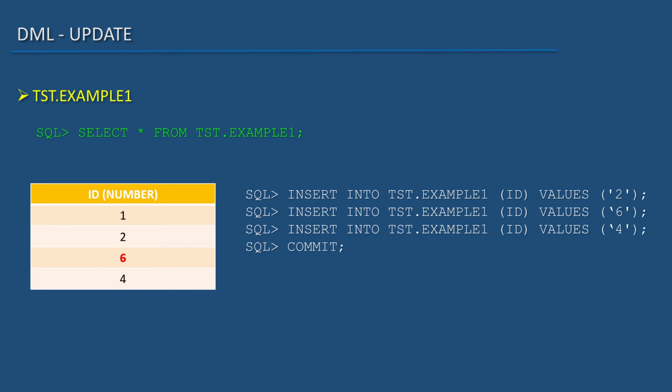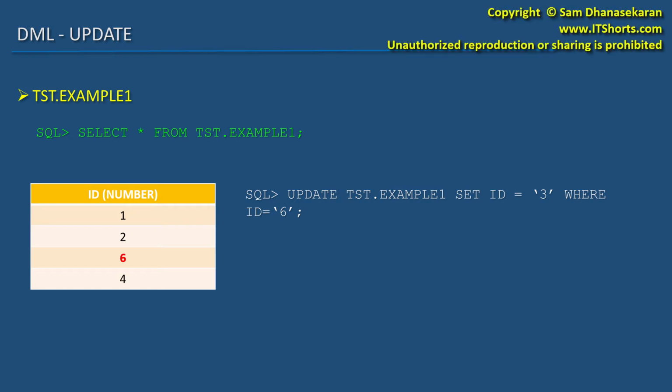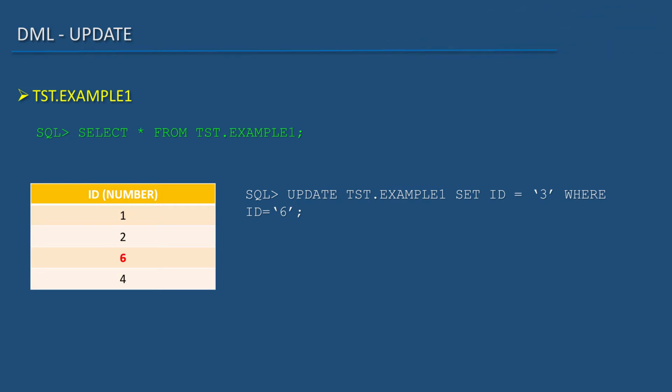If you have completed the lab, then you would have 4 rows in the table test.example1. Now I would like to modify the value 6 to 3. How do I do it? I'll use an update statement for it. Update test.example1 set id equals to 3 where id equals to 6.